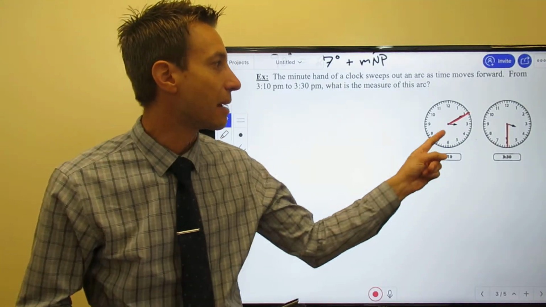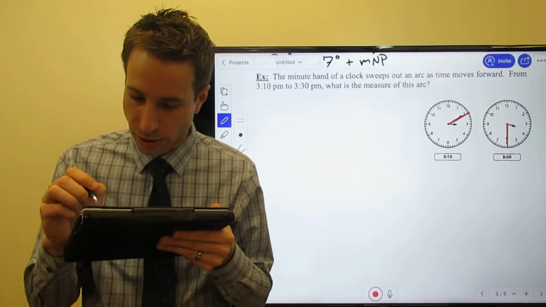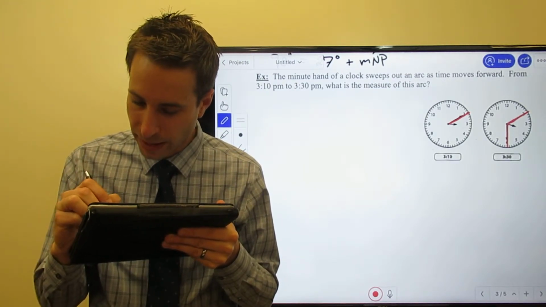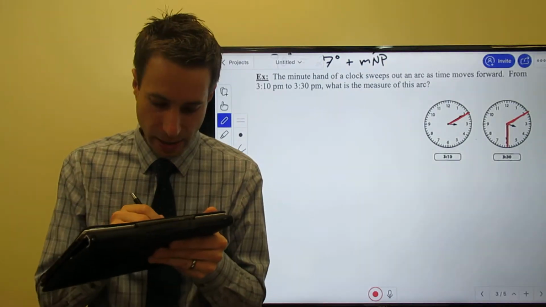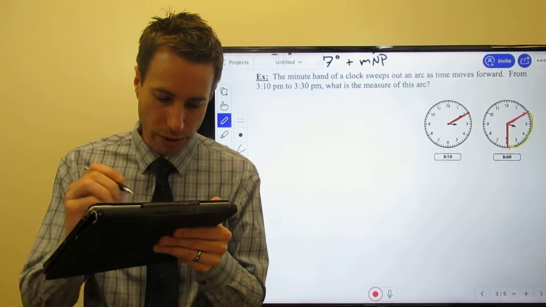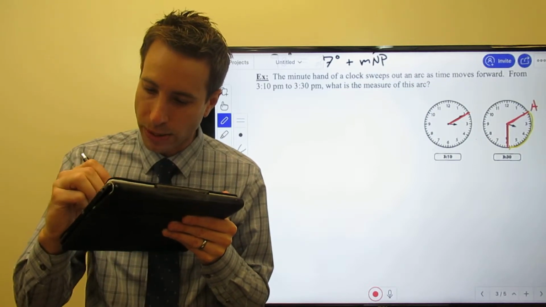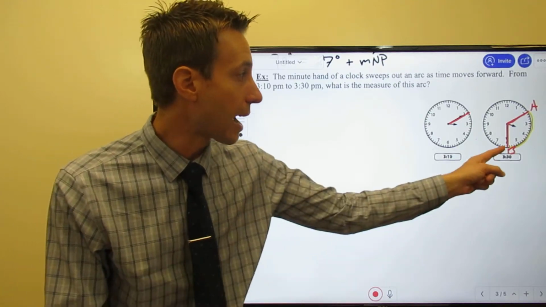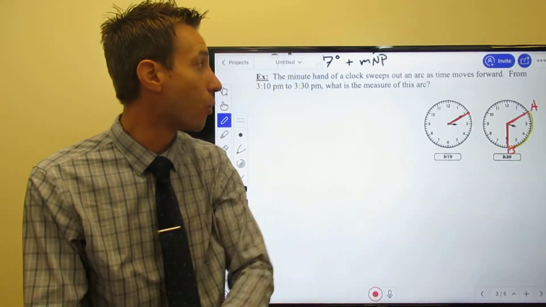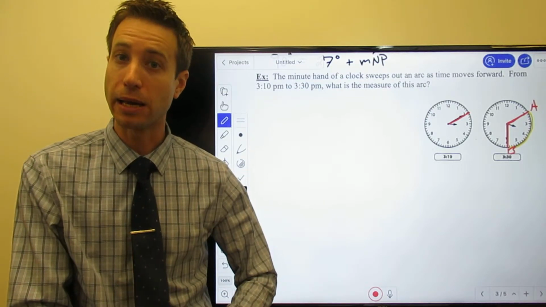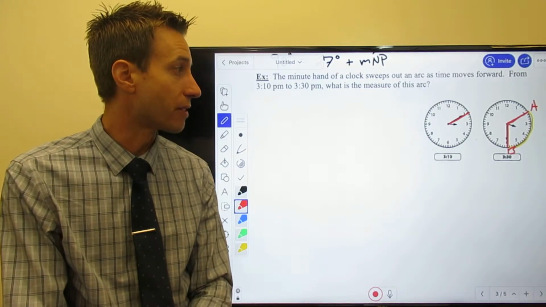In fact, actually, let me put them both on the same one. So here is 3:10 right over there. Here's 3:30 right here. That obviously sweeps out an arc. If you want to, go ahead and put points in there. We'll call that point A. We'll call that point B. I've got this arc here, and I want to know what is the measure of that arc AB.